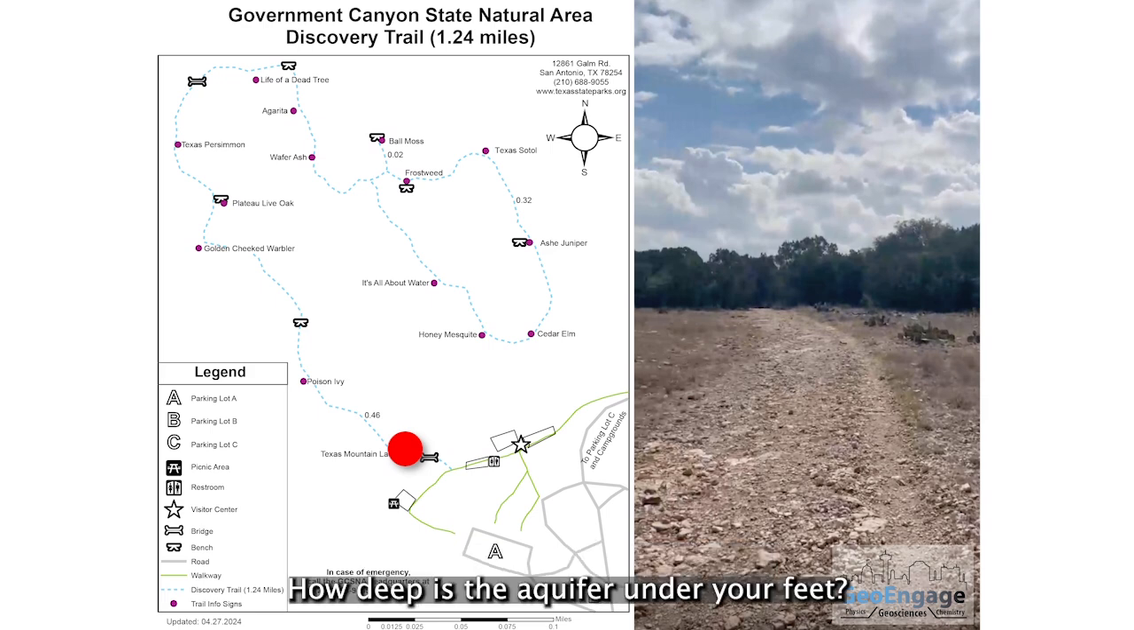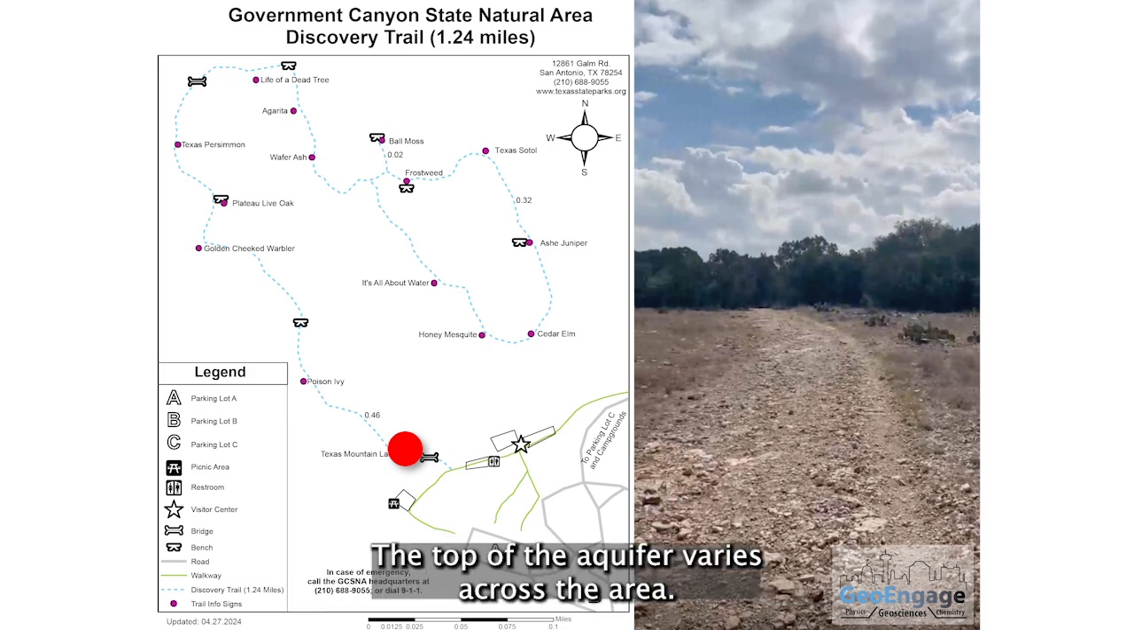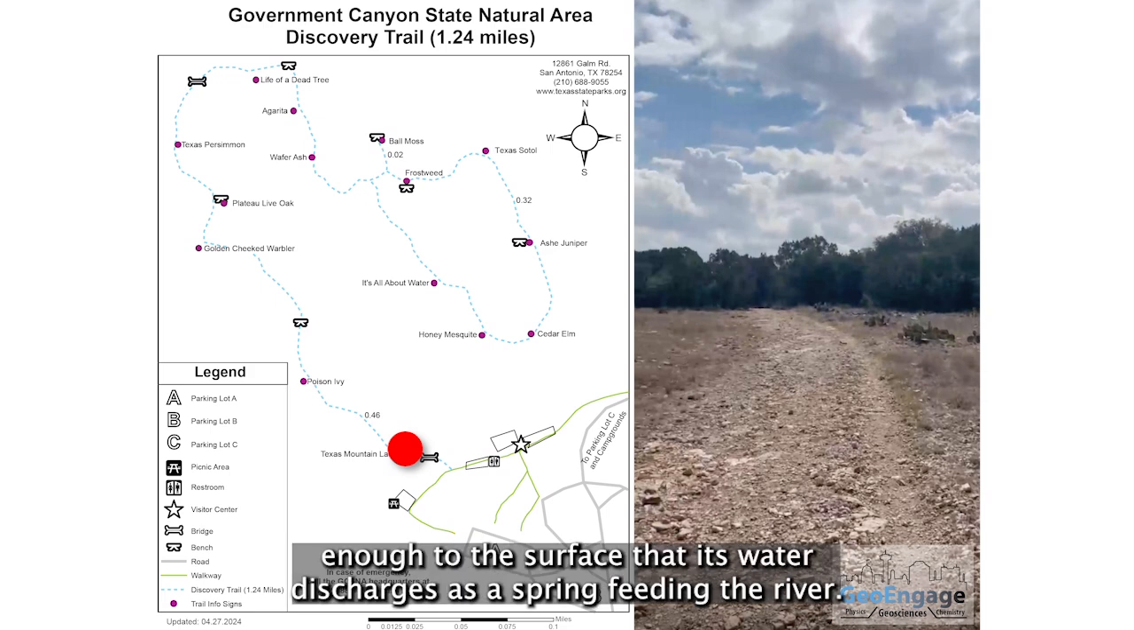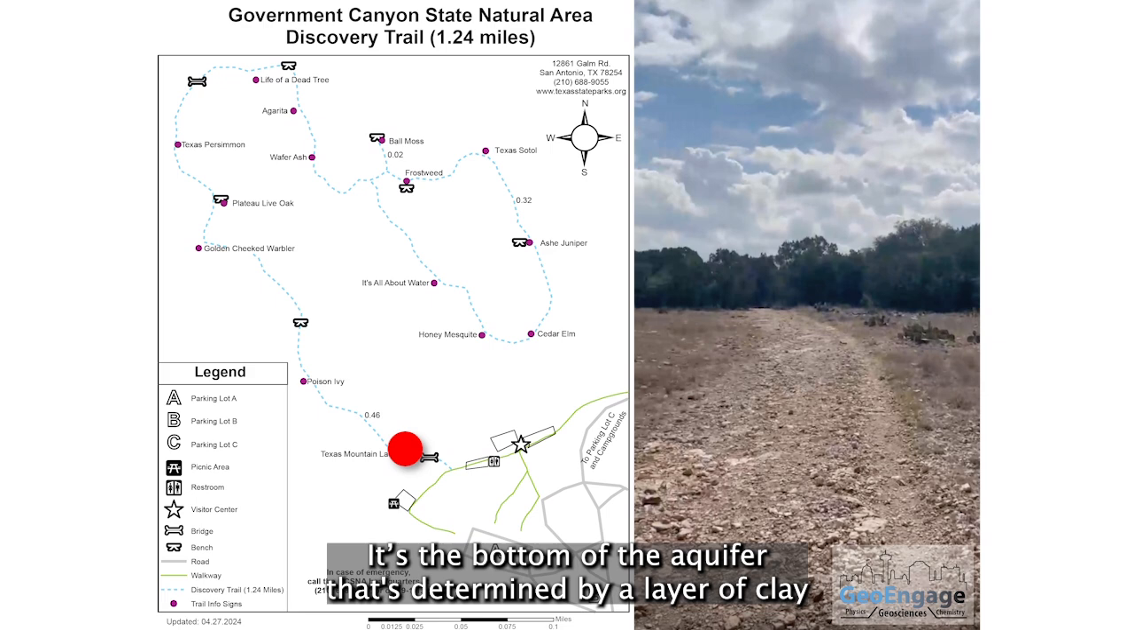How deep is the aquifer under your feet? The top of the aquifer varies across the area. In some places, like the Comal Springs, the top of the aquifer is close enough to the surface that its water discharges as a spring feeding the Comal River. Where's the bottom of the aquifer?